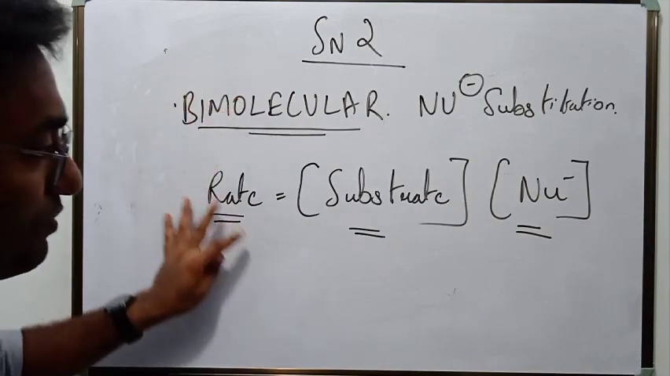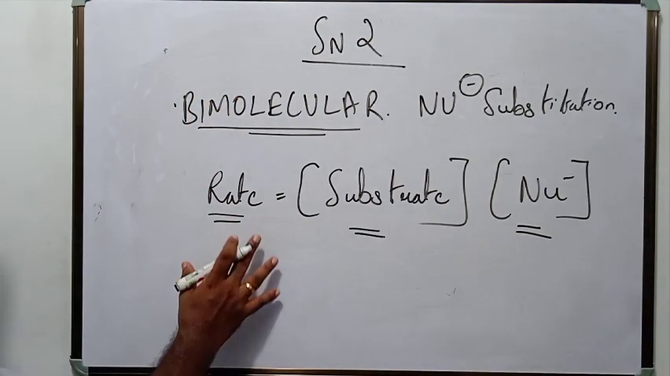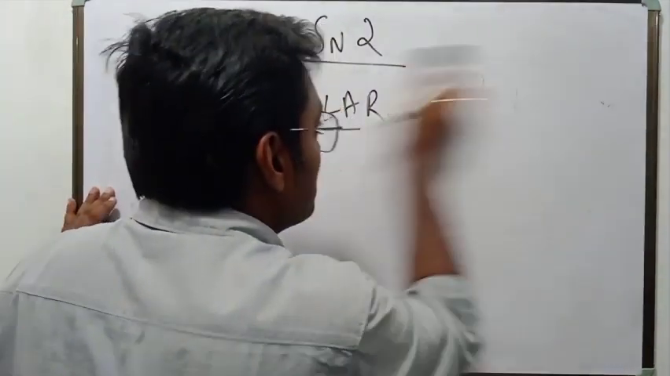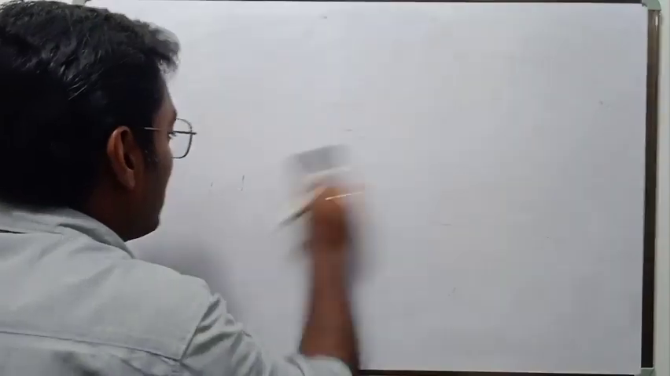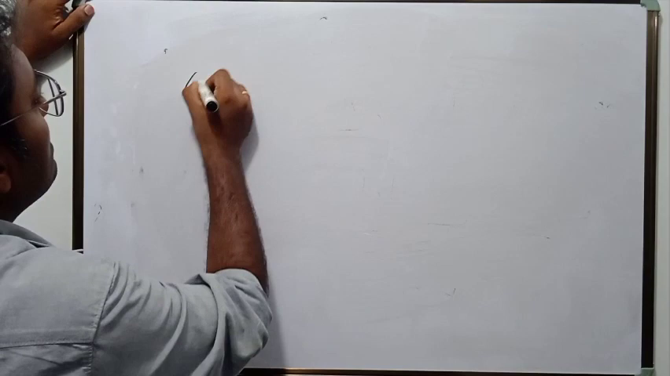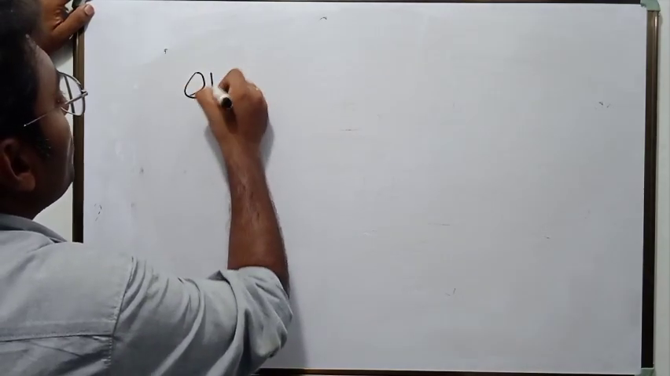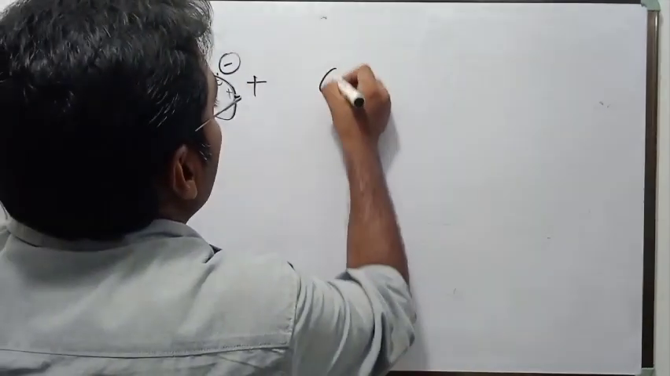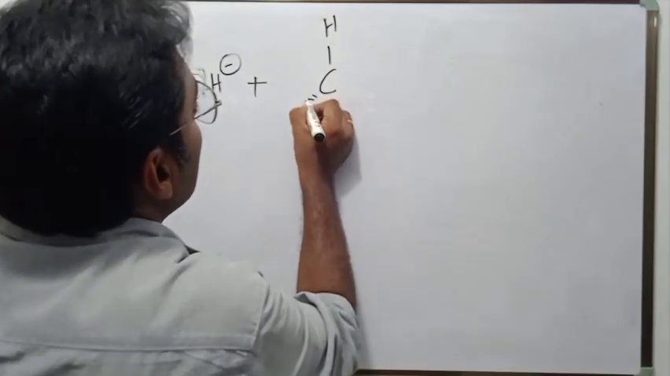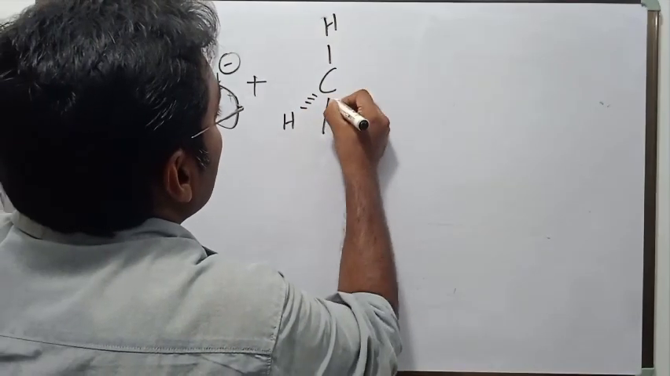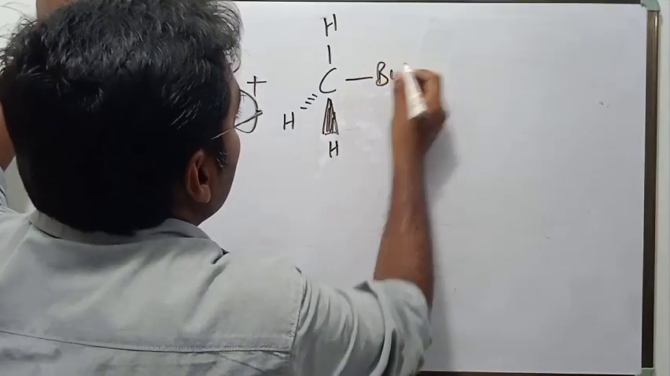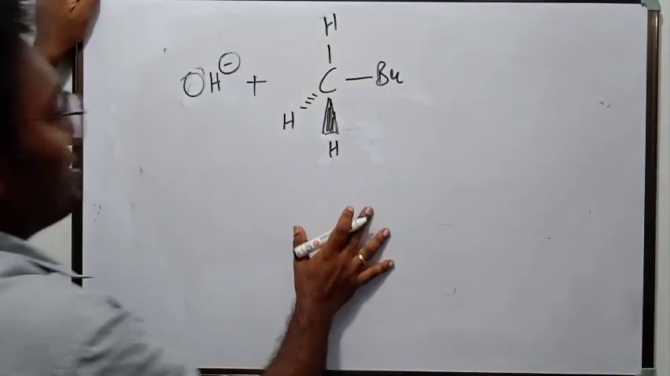So that is the SN2 basic information. To understand SN2 much better, we will look into the mechanism. We will draw structures and look into the mechanism. So this is our nucleophile, which is OH minus, and this is our alkyl halide, which is the substrate, and here is the bromine. A tetrahedral shape is given here.